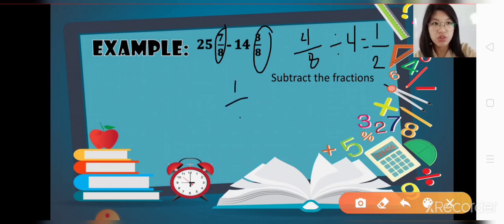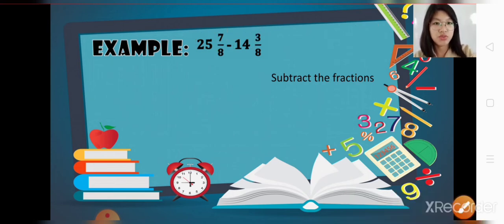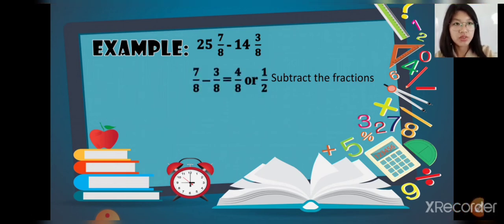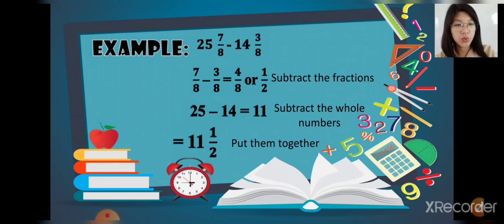That's why 7 over 8 minus 3 over 8 is 1/2. So, 1 over 2. Then, yung whole number naman, 25 minus 14 will give you 11. So, put them together, kaya 11 and 1/2. So, first, ang ginawa natin, ayan, subtract the fractions, kaya naging 1/2. Tapos, subtract the whole numbers, kaya naging 11. Then, put them together, kaya naging 11 and 1/2.